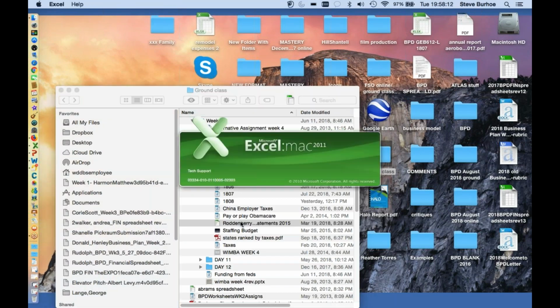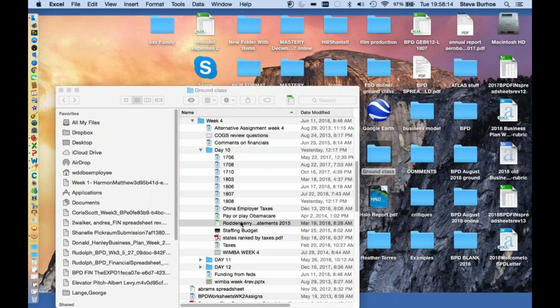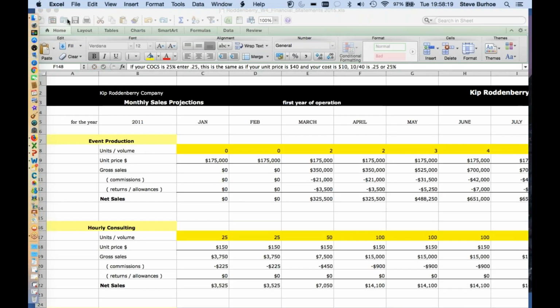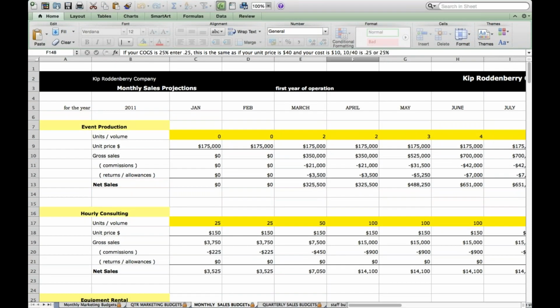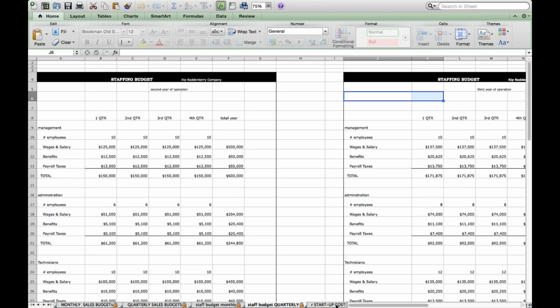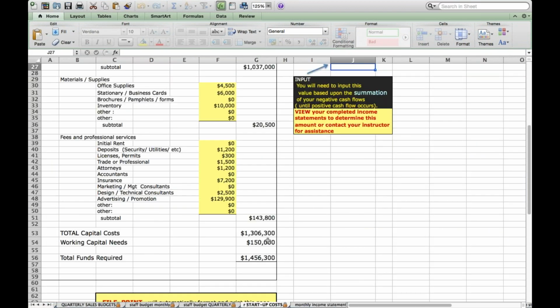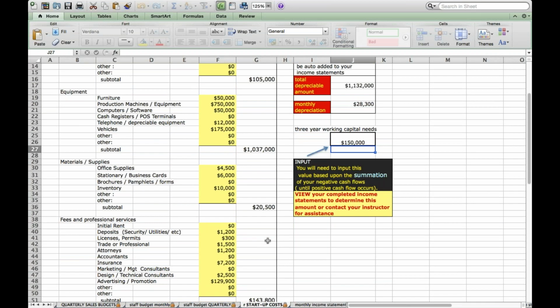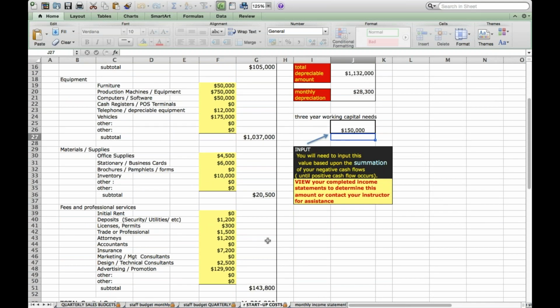Now, Kip, like I said, he was pharmaceutical sales conventions. And let me go to his. Let's go this way, staff. So his startup costs were $1.3 million for his capital costs, and then we figured his 3-year working capital needs were $150,000.